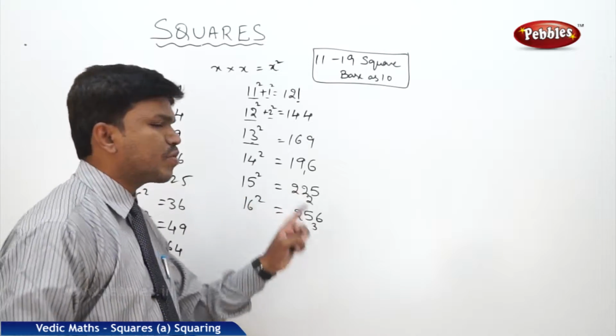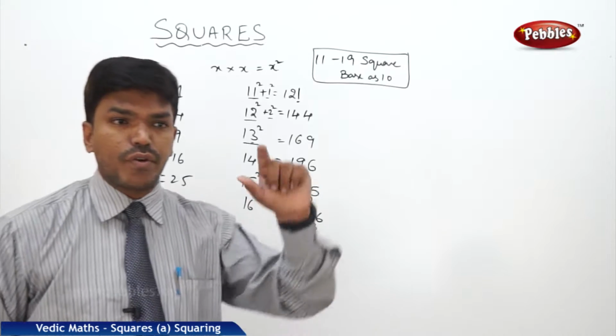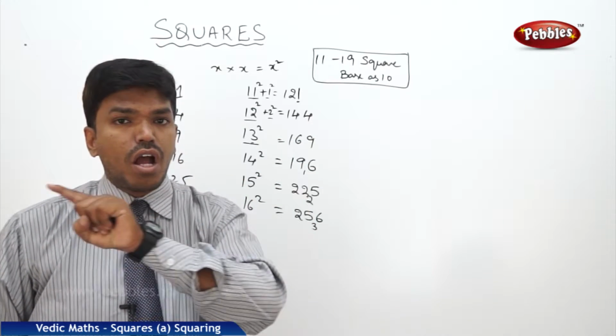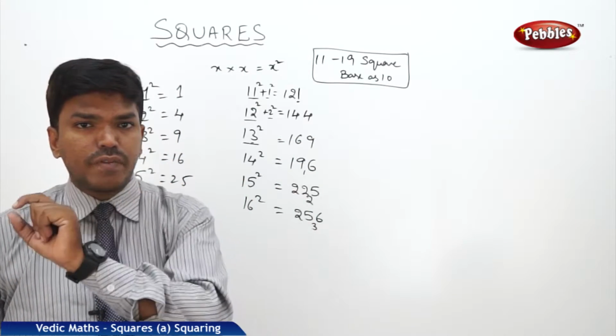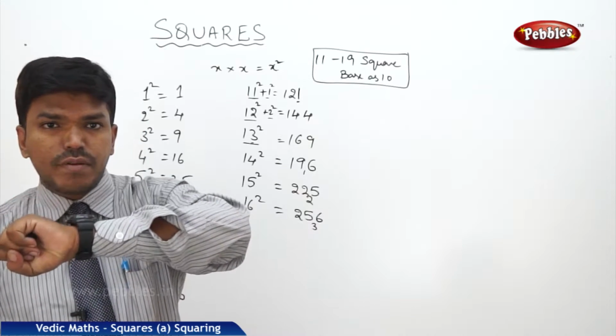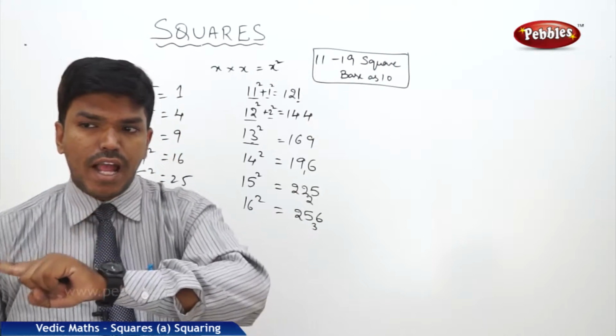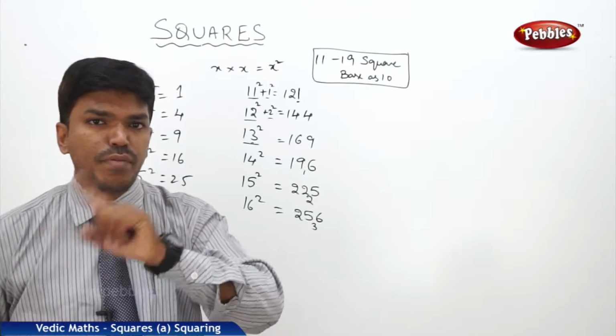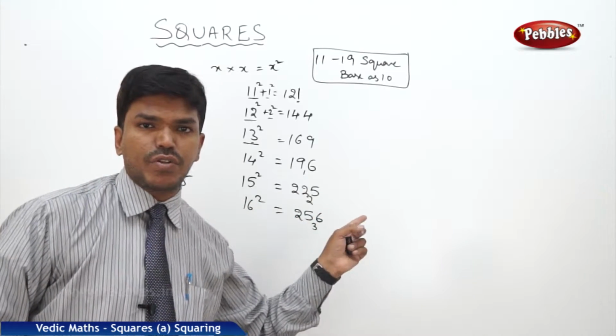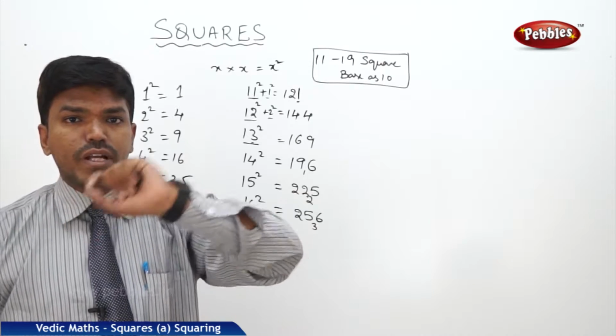Similarly here also, 15 square. First 5 square 25. Drop 5, carry 2. Now what is the excess number when compared with 10? 5. 15 is the main number. Add the main number with the excess number. 15 plus 5, 20, plus 2, 22. Similarly 14. 4 square 16.